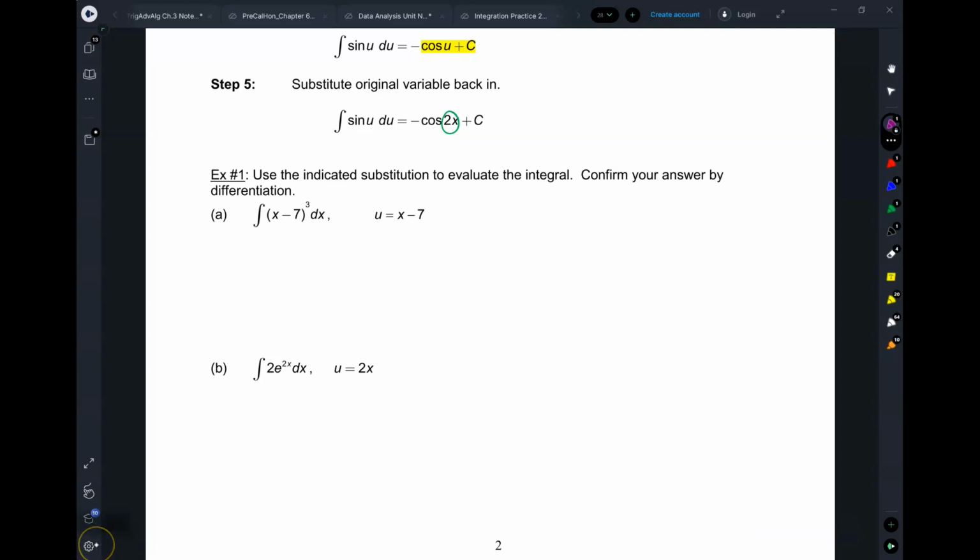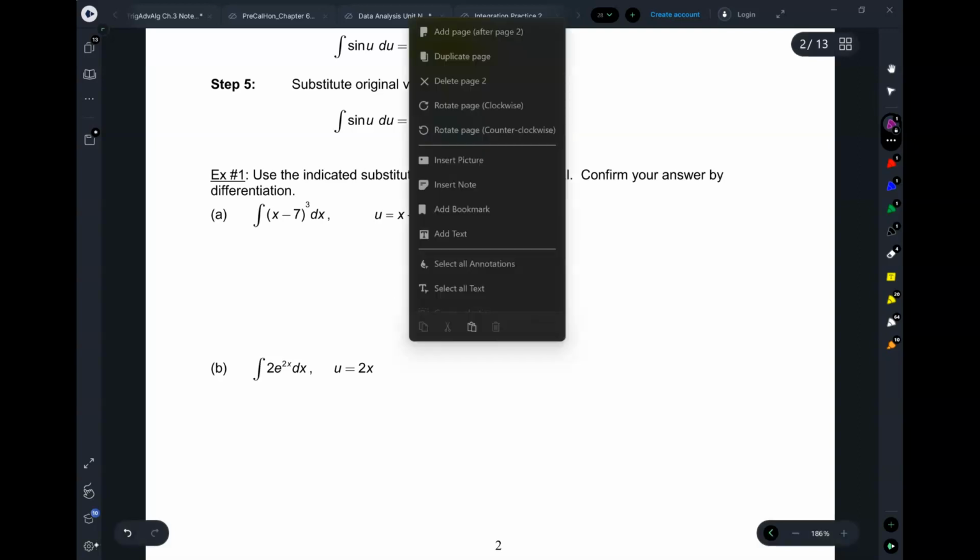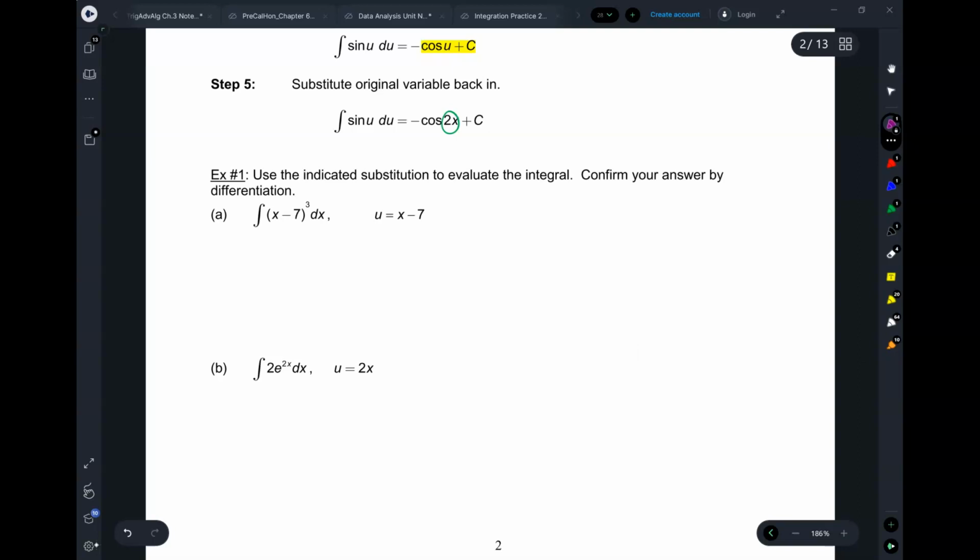Power of 3, right? So what's the outside function here? It's something to the power of 3. The inside function is x minus 7, and I've told you what the inside function is because I want to focus on the other things for now. So the first thing you do is say, du, always du, is the derivative of this, which is 1 dx.